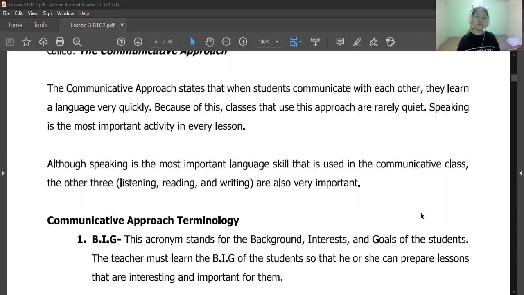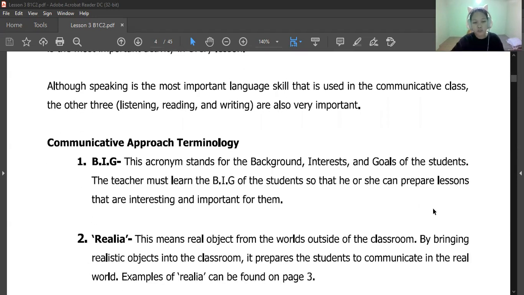It states that when students communicate with each other, they learn a language very quickly. Still, the exposure of the students to people who are speaking the target language. Because of this, classes that use this approach are rarely quiet. There's always people talking. Speaking is the most important activity in every lesson when you're going to apply the communicative approach.